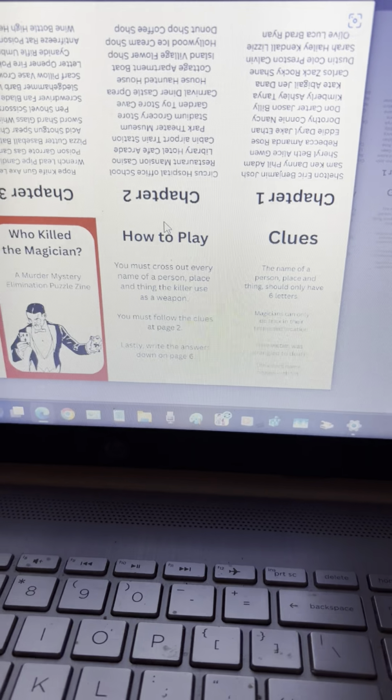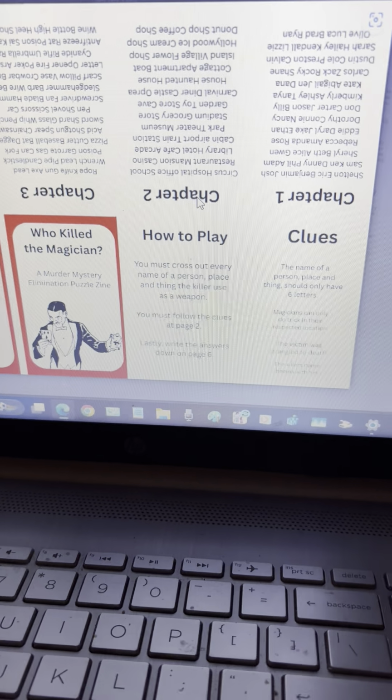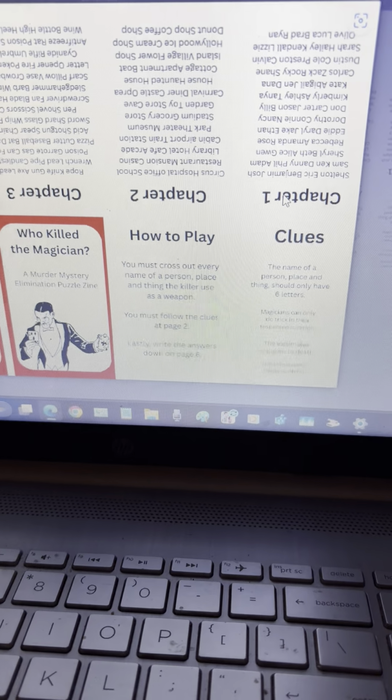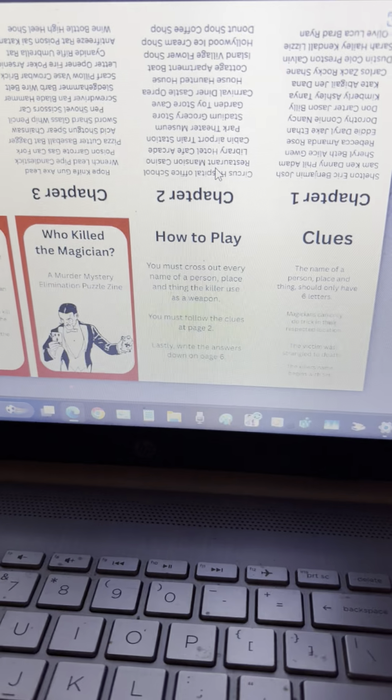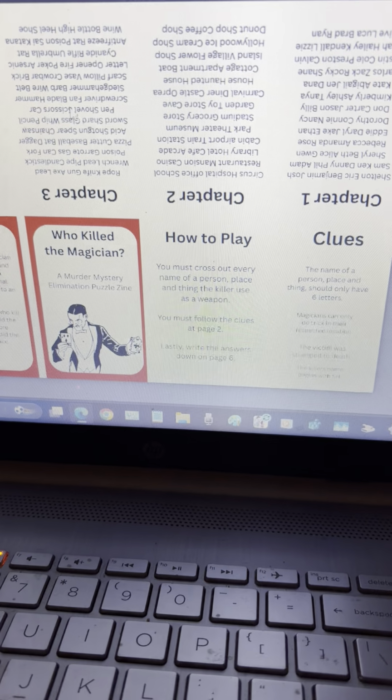Also, this only contains 3 chapters. Chapter 1 contains the name of the person, or a list of names, and you have to figure out which name is the killer. Chapter 2 is the location, also known as the place. You have to figure out which one of these locations is the right place where this whole thing was committed. And then chapter 3 is the weapons.